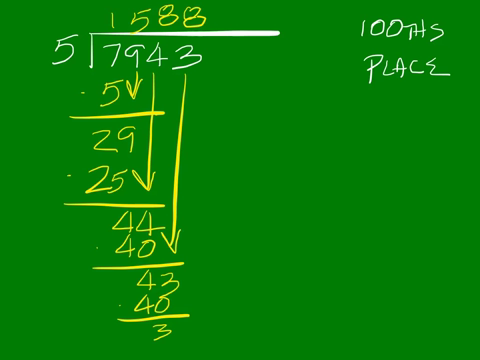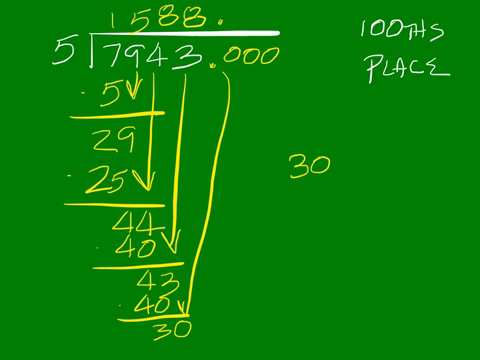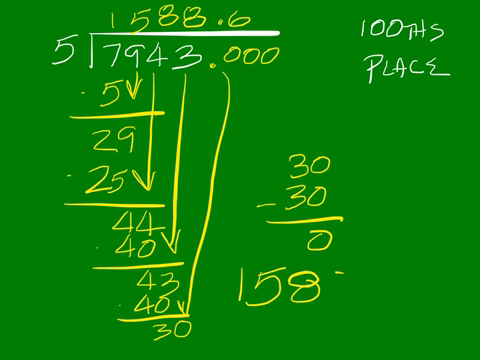3 left over. Here's the decimal point. We need 3 zeros. Drop that 0. 5 into 30 6 times. Nothing left over. So that's it. You never make it to the hundredths place. Your answer is 1588.6.